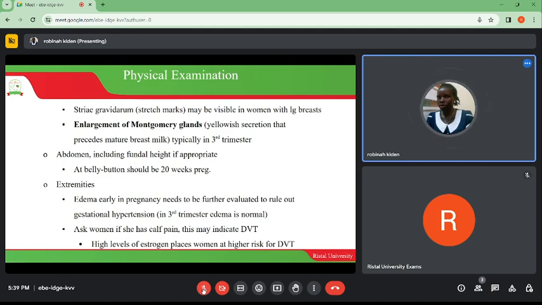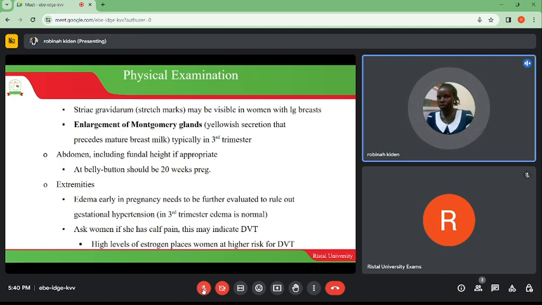Then we also check the extremities. For the extremities, we are looking for things like edema in early pregnancy. We need to rule this out, so that as the mother continues to progress with her pregnancy, we are aware. If the mother has edema in early pregnancy, that is suggestive of her likely ending up with hypertension during the third trimester. So we need to watch out for that.